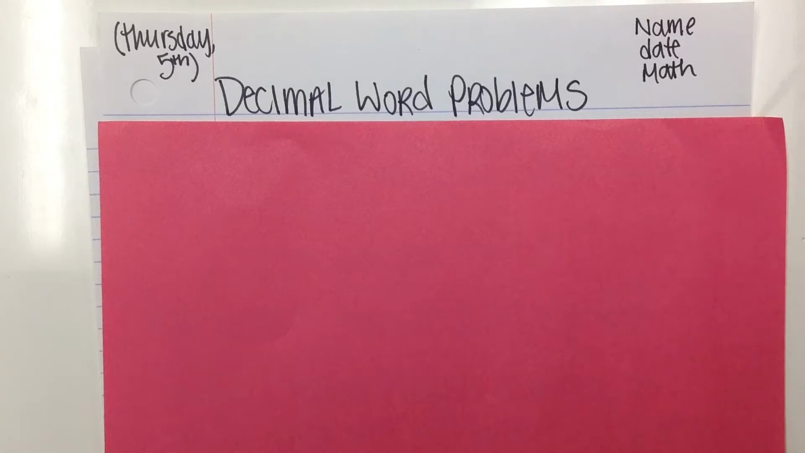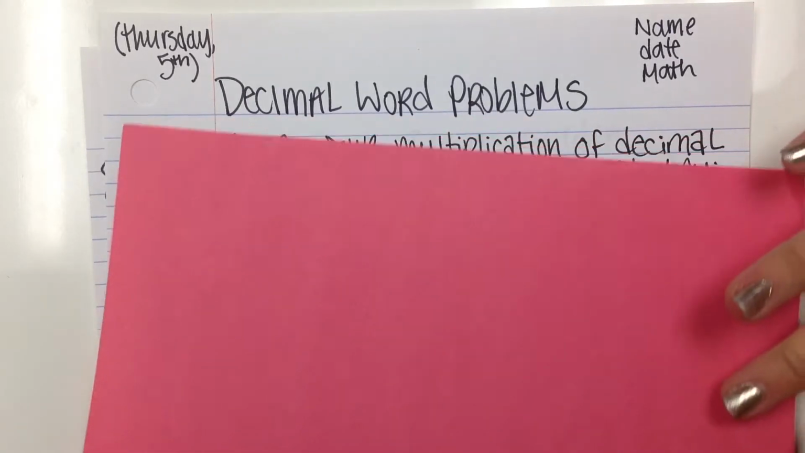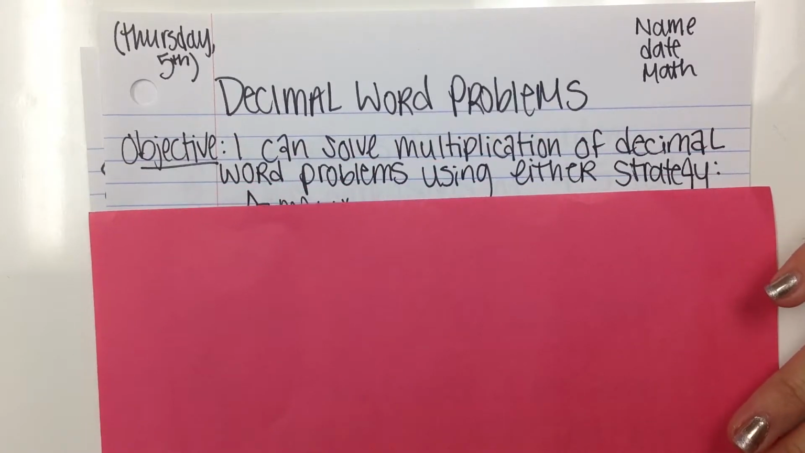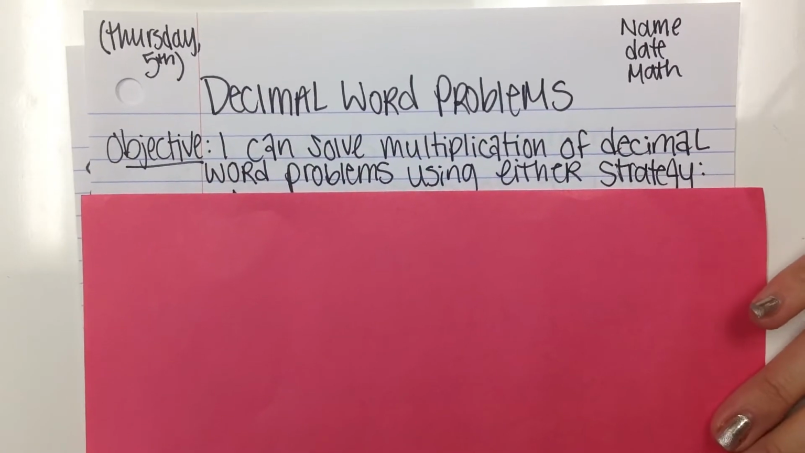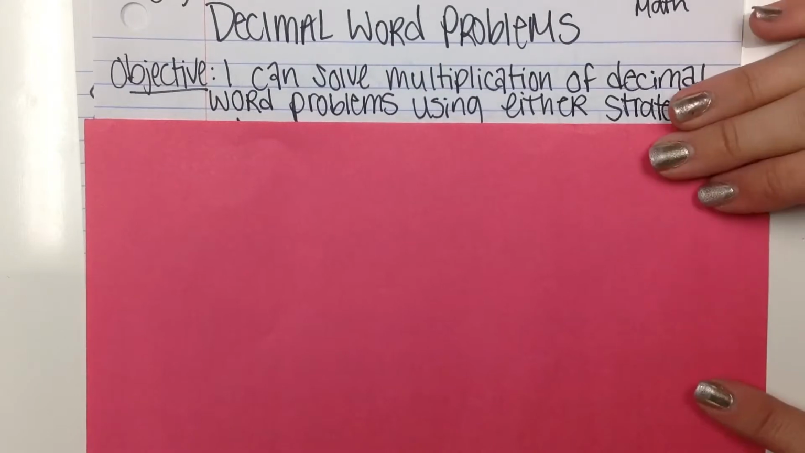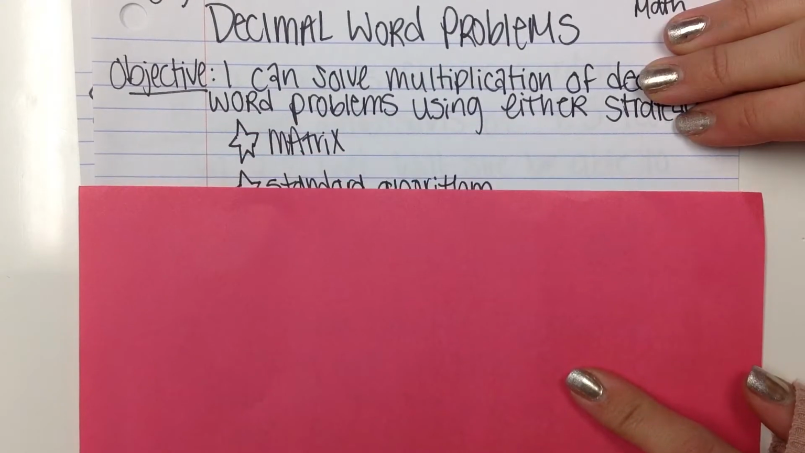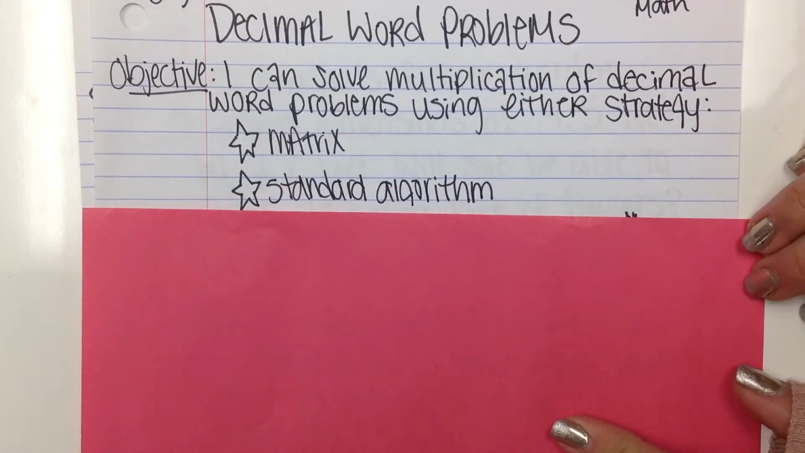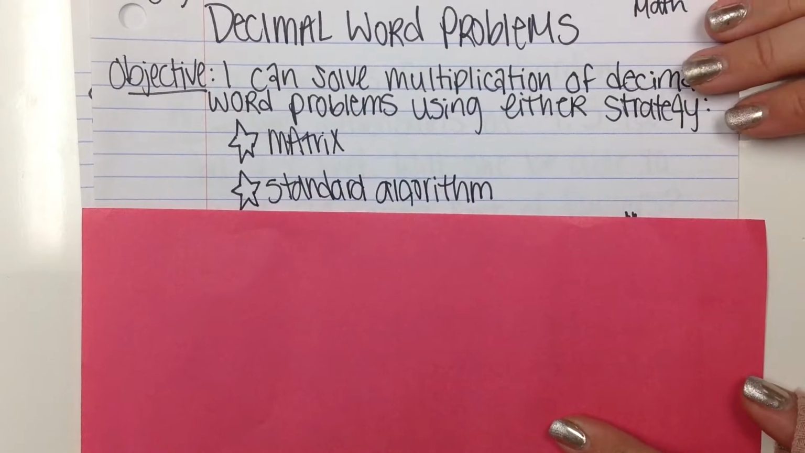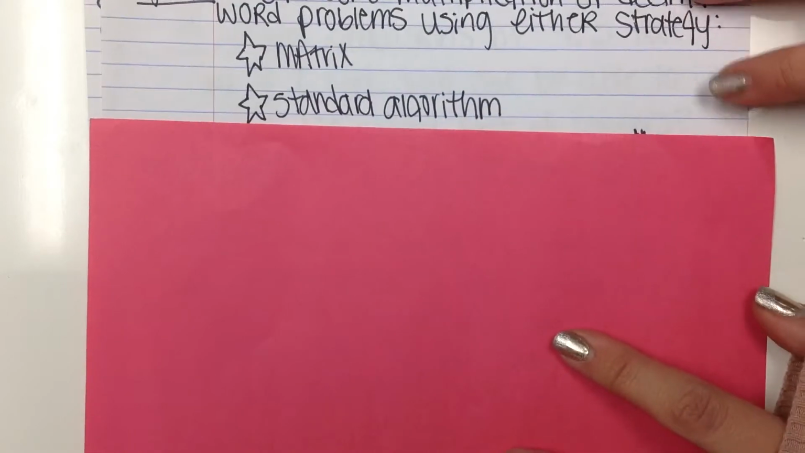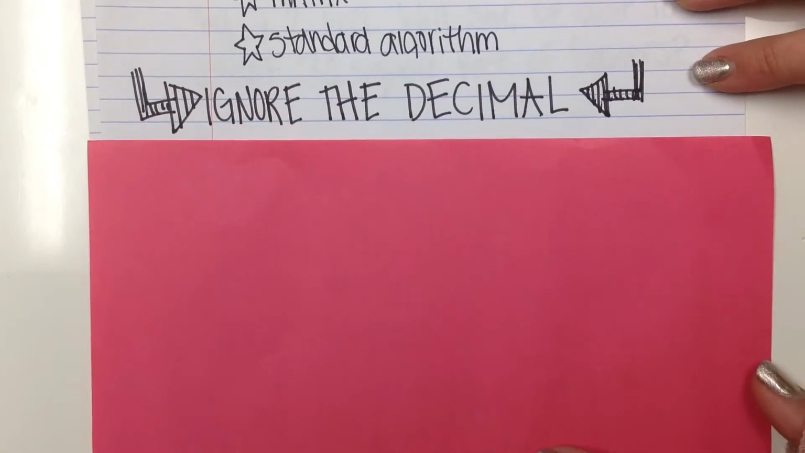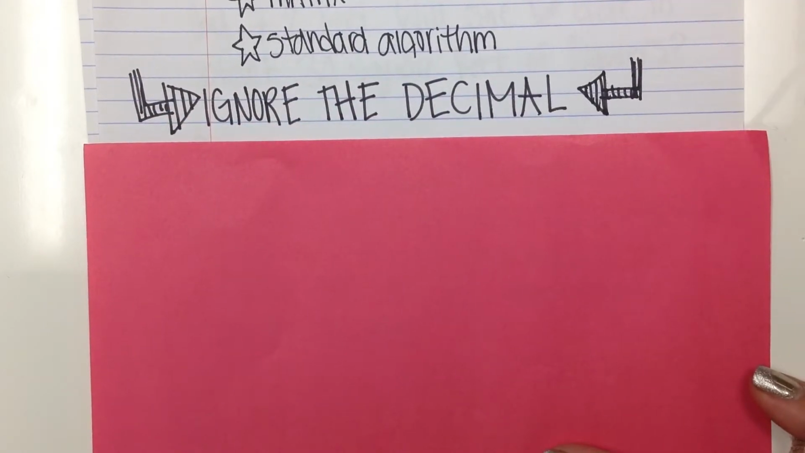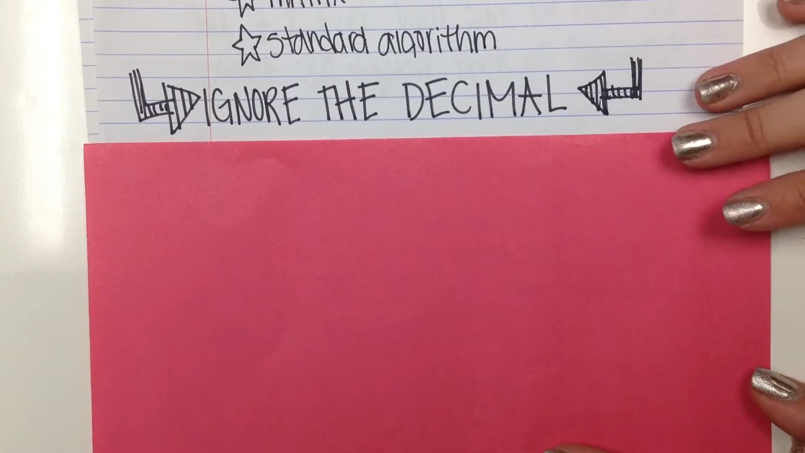Make sure that you have the title and your name, the date, and subject. Our objective is I can solve multiplication of decimal word problems using either strategy. So for this, you will be able to pick between the matrix or a standard algorithm. Remember, our rule for multiplying decimals is to start out by ignoring the decimal.